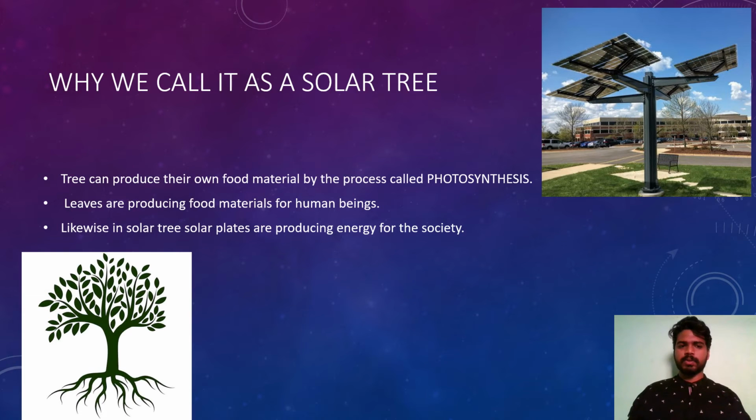Why do we call it a solar tree? Trees can produce their own food material by the process called photosynthesis. Leaves are producing food material for human beings. Likewise, in a solar tree, solar panels are producing energy for the society.